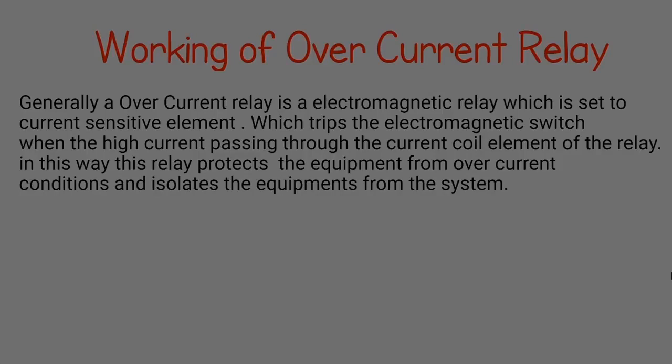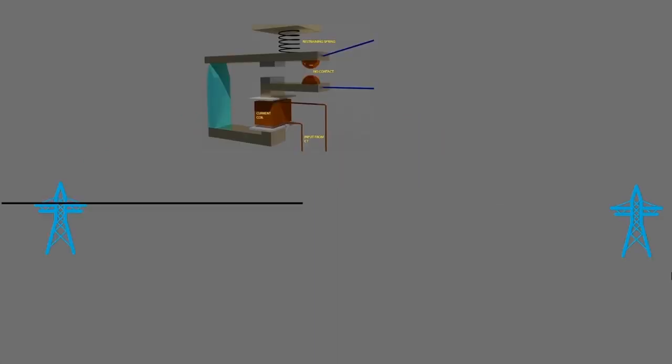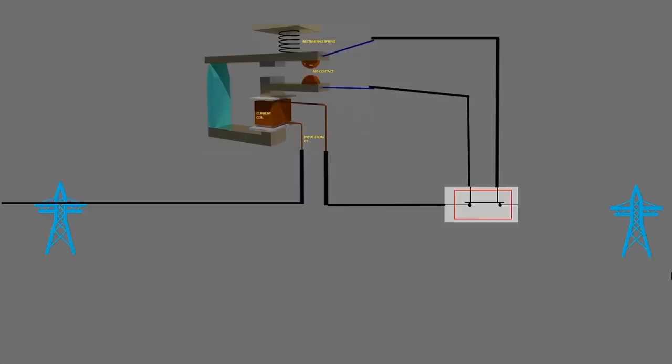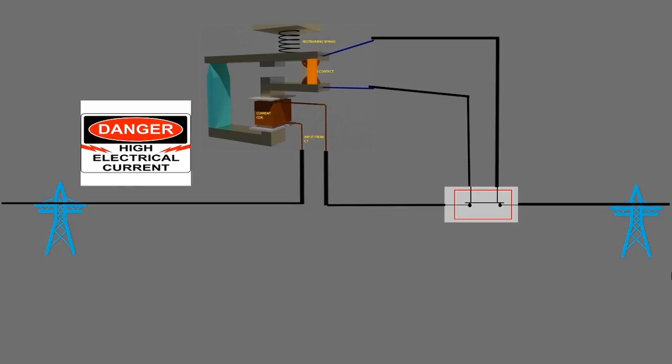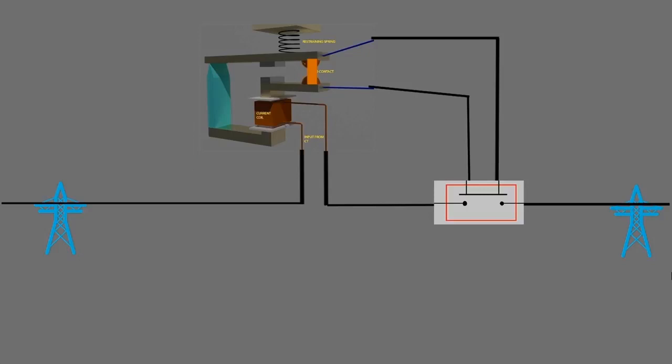Generally, an overcurrent relay is an electromagnetic relay which is a current sensitive element. It only responds to the overcurrent and does not respond to the safe current, and this is how they only respond to overcurrent faults. Let us see the working. There is an overcurrent relay which is connected to a transmission line via a circuit breaker. When there is a high current in the transmission line, the current coil gets excited and shorts the contacts, which will open the circuit breaker and isolate the system from the fault.